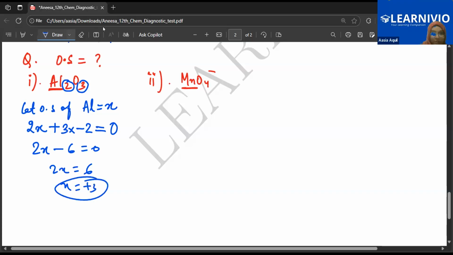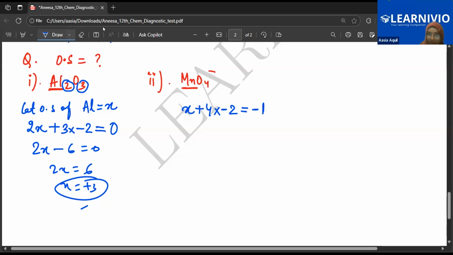Right. So what is the oxidation state of aluminium? So +3. Similarly, just calculate it for manganese. Let manganese be x. Now, how many atoms are there of oxygen? Oxygen 4. And what is the oxidation state of oxygen? -2. It is equal to the overall charge. What is the overall charge here? Minus, it means -1.